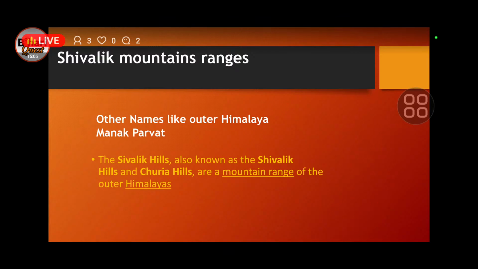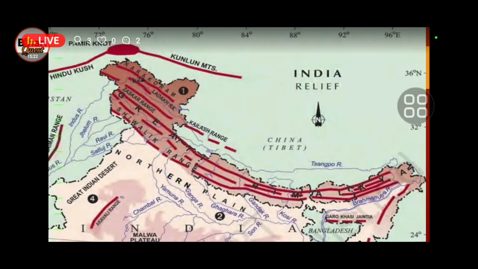The Shivalik Hills, also known as Churiya Hills, are a mountain range of the Outer Himalaya. It is also known as Outer Himalaya. I will define later on why it is known as Outer Himalaya and why it is known as Lesser Himalaya. It is important for us. Next, if you see here, why it is known as Lower Himalaya and Lesser Himalaya. We see in the south of the Jaskar there is the Himalaya, in the middle there is the Mid Himalaya, and in the south of the Mid Himalaya there is the Shivalik.